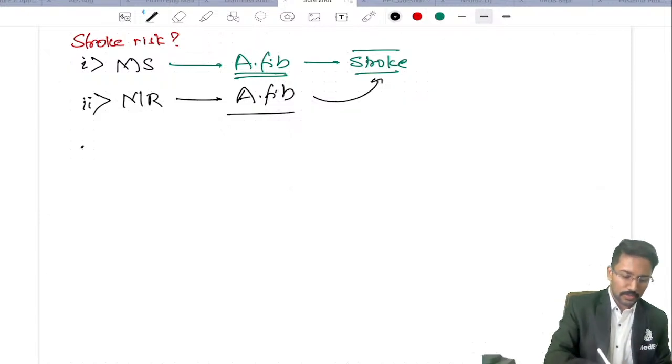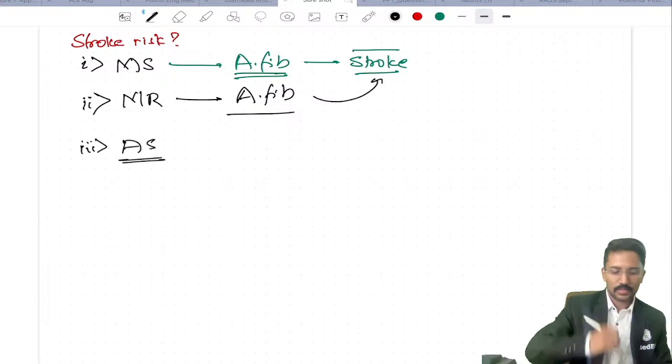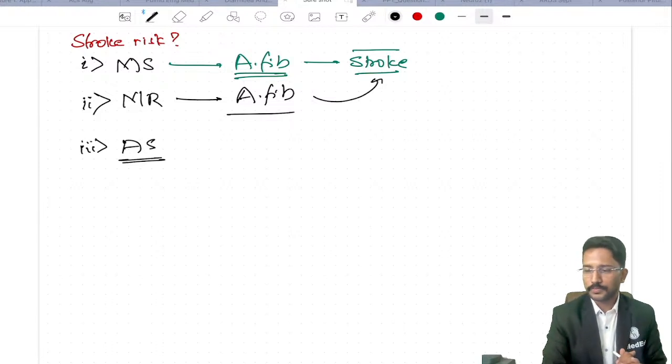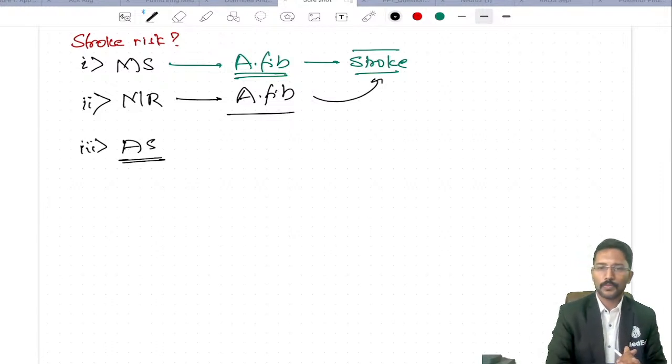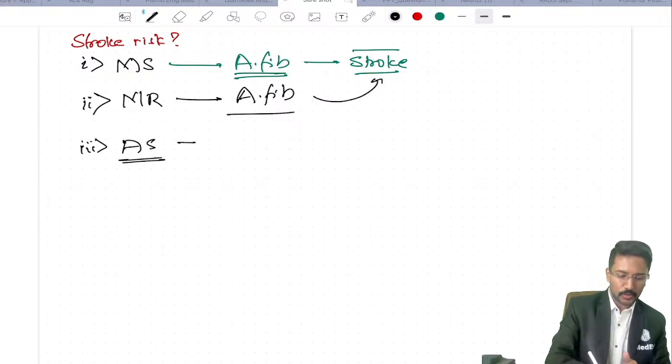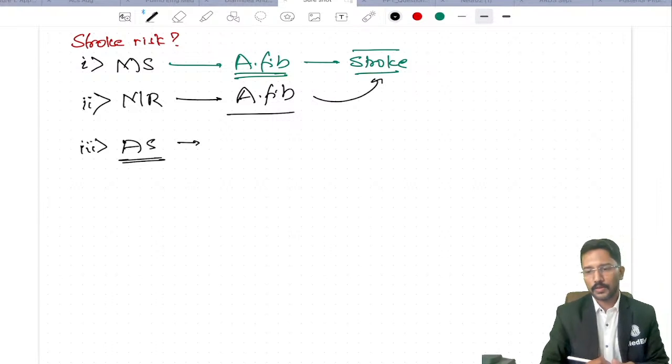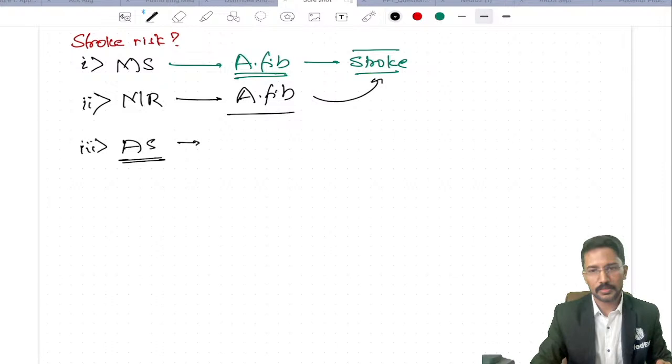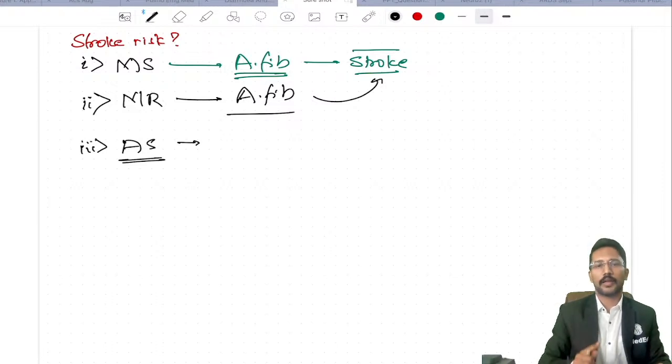Now the third question is, can aortic stenosis be associated with increased risk of stroke? Yes, the answer is yes, it can be associated with increased risk of stroke. So Dhawan says yes. Okay. Can anybody explain why it is associated with increased risk of stroke? Again, very same mechanism.